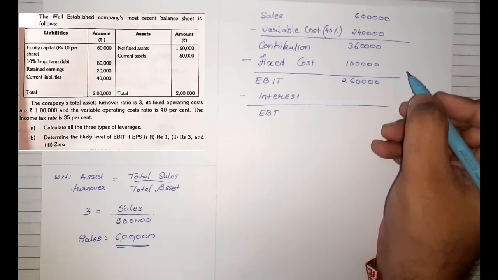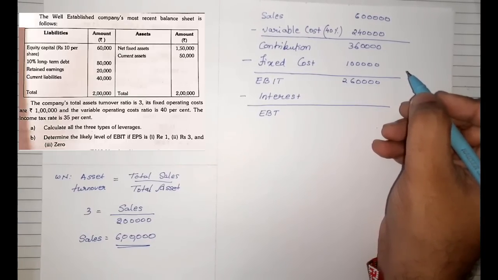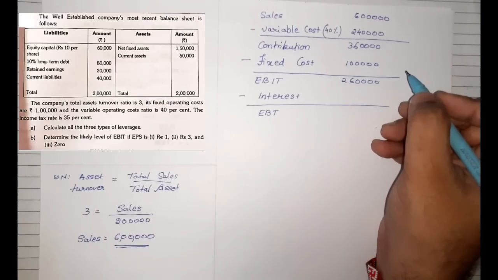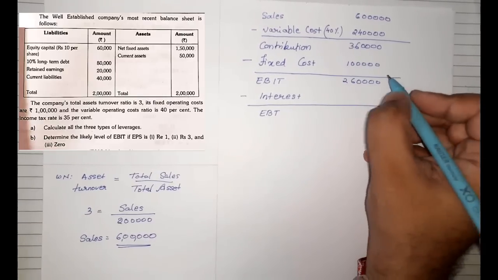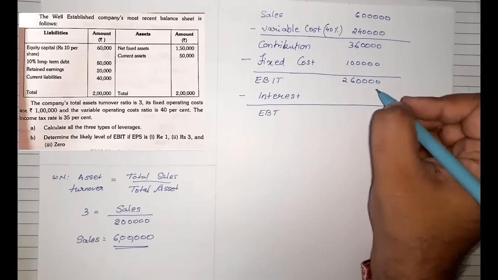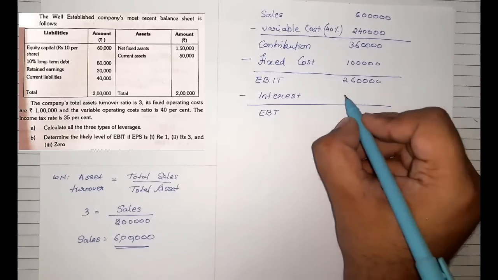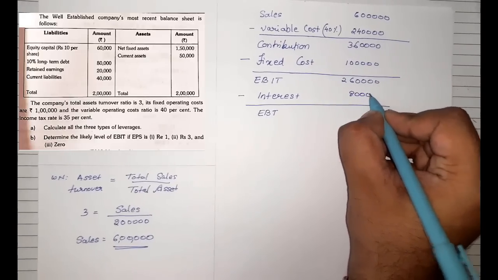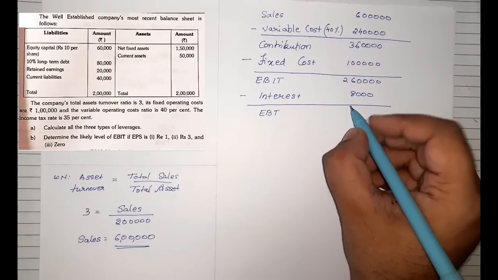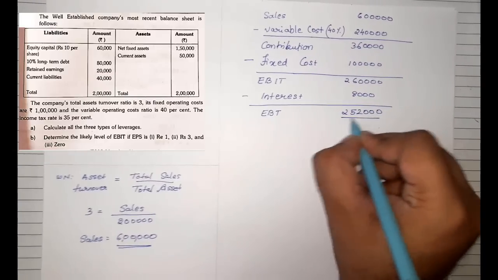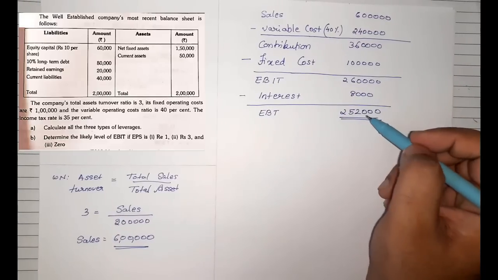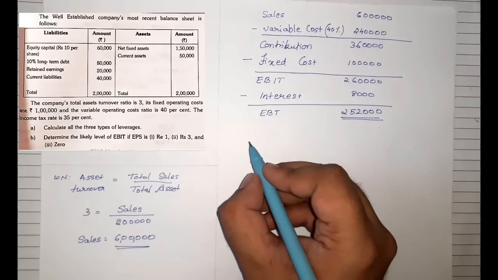Now in the question they are giving you long-term debt, the value is 80,000, and the rate of interest on the long-term debt is 10%. So 80,000 into 10%, the value we get is 8,000. So our interest is 8,000. I subtract it, and I get my final answer as my EBT as 2,52,000. Once I get these values, it is very simple to get all the formulas.